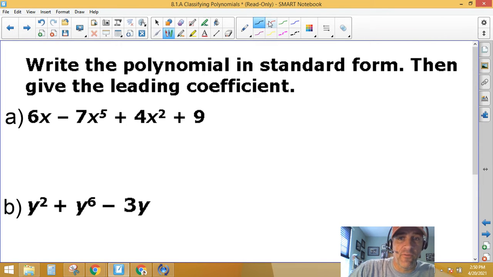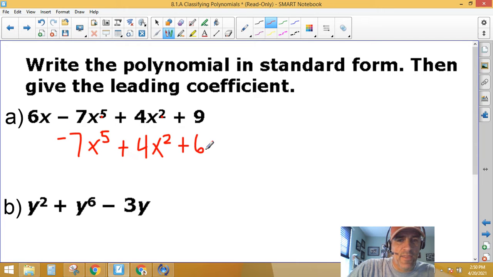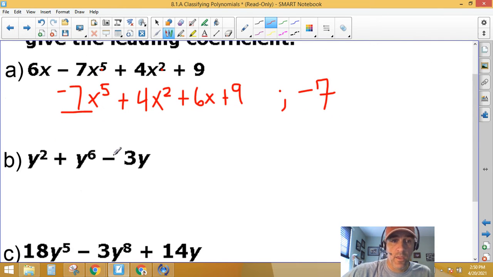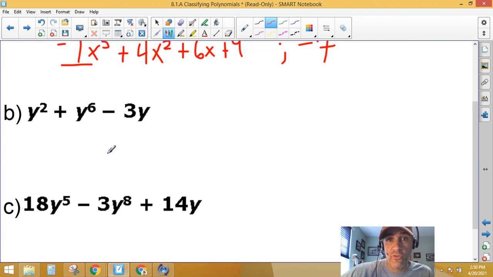Let's put this in standard form. I'll do this first one for you. I'm going to take negative 7x to the 5th, because that's my highest degree of 5. Then I'm going to go plus 4x squared, that's the next one. Then plus 6x, and then plus 9. This is in standard form. The highest degree is first. The leading coefficient will be -7, because that is this number here. Okay, you try B and C on your own, see how you do.